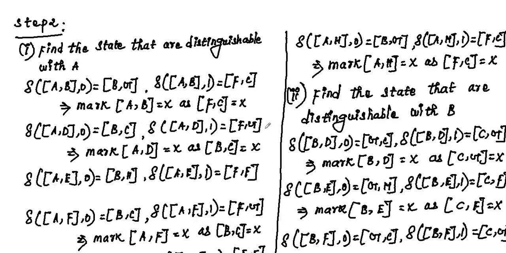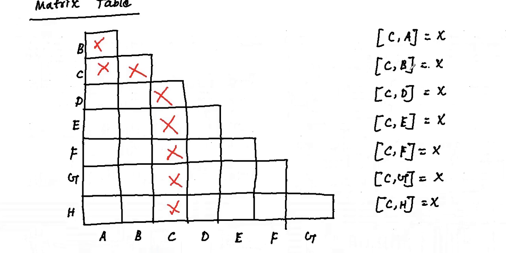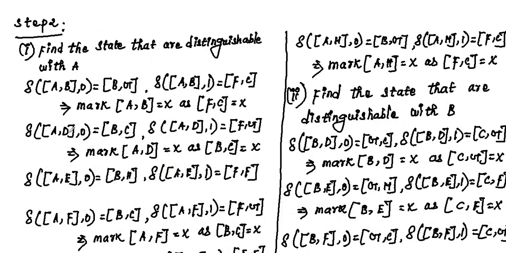FG. In these two answers, B comma C we already put a cross mark. Look at the first step, B comma C, C comma B, both are the same. So C comma B we already put a cross mark. Then A comma D is a cross mark. So mark A comma D equal to cross mark as B comma C is a cross mark. So you put a cross mark on any one of the two answers.